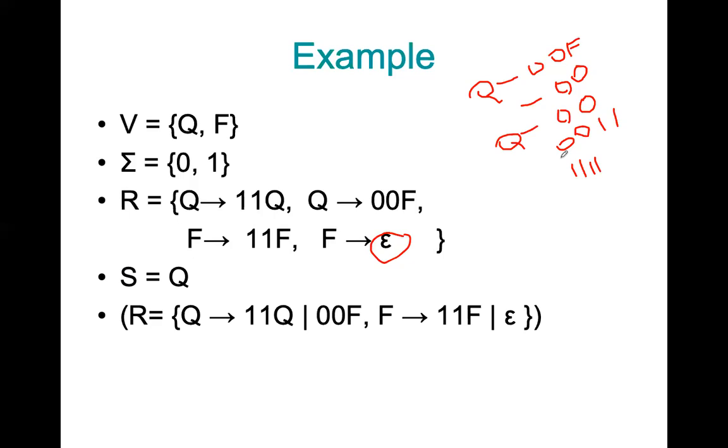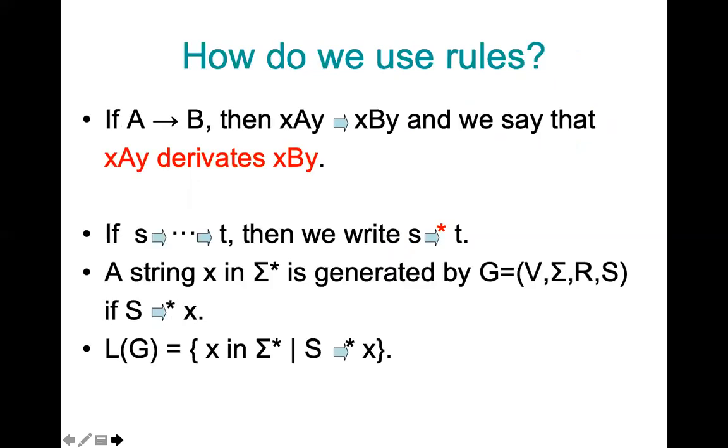So what is this language? It is any combination of zeros and ones. Otherwise, it will produce only ones, and otherwise it will produce only zeros. So like this, the language will be defined. For this particular language, these strings will be produced. Like this, rules will be formed. So here, how do we use the rules?